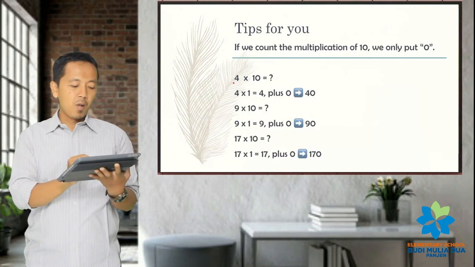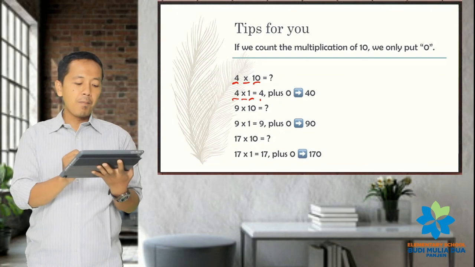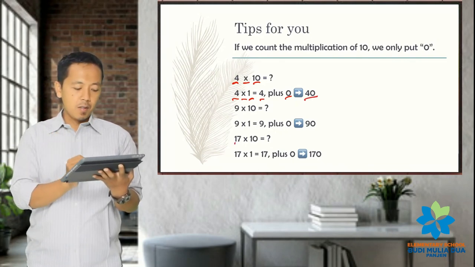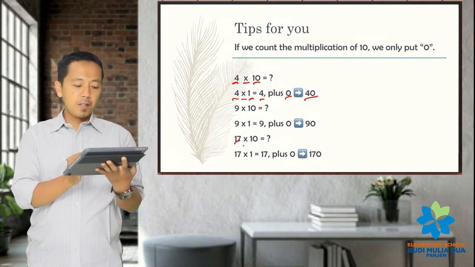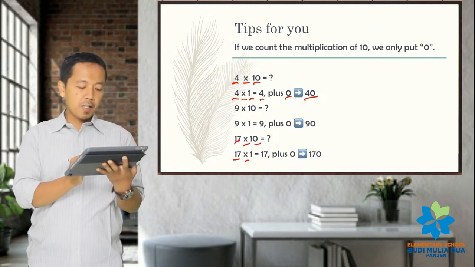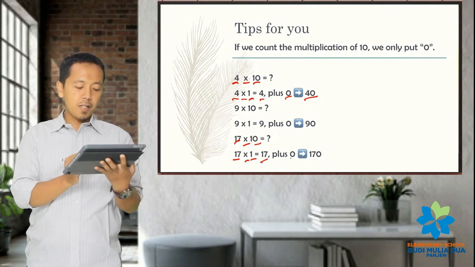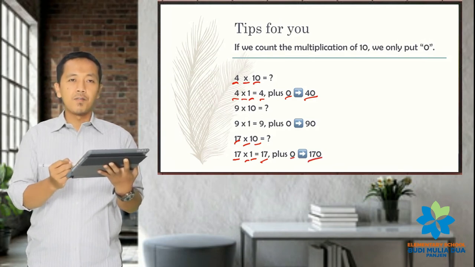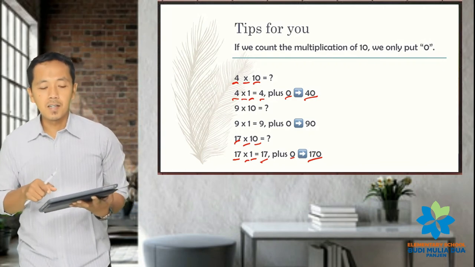For example, 4 times 10. 4 times 1 is 4. Please add a 0. The result is 40. 17 times 10: 17 times 1 is 17. Add a 0. The result is 170.